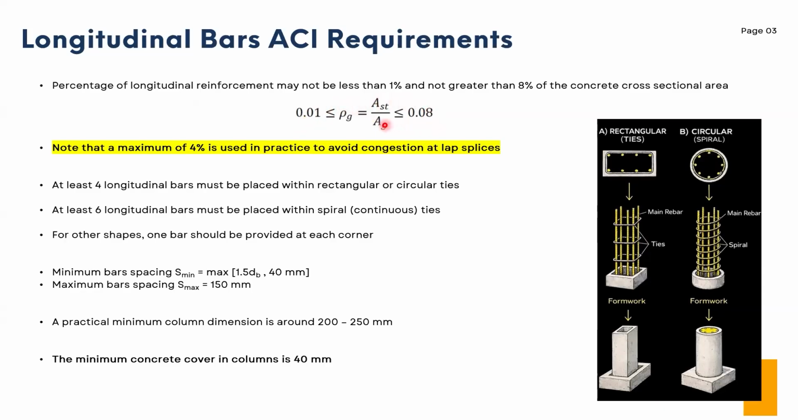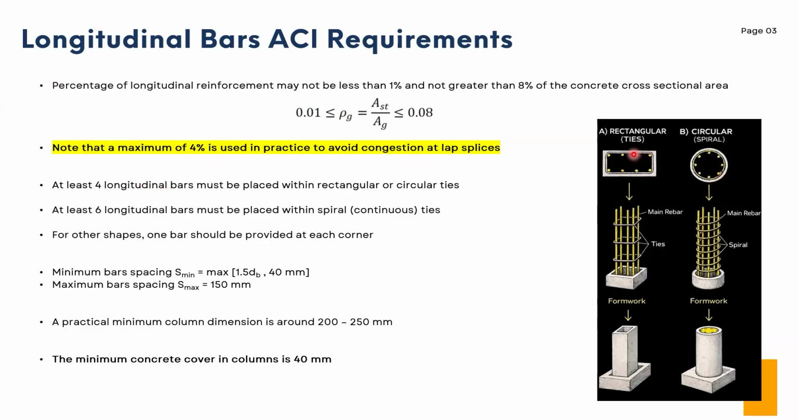So it's as if the code is telling us that the percentage of reinforcement in the column should be between 1% to 8% of the concrete cross-sectional area. However, it's true that the code allows to reach a percentage of 8%. However, in order to avoid congestion at lap places, in practice a maximum of 4% of reinforcement is used. So practically, rho varies between 1% and 4%, not 8%. Okay, this is as for the amount of reinforcement.